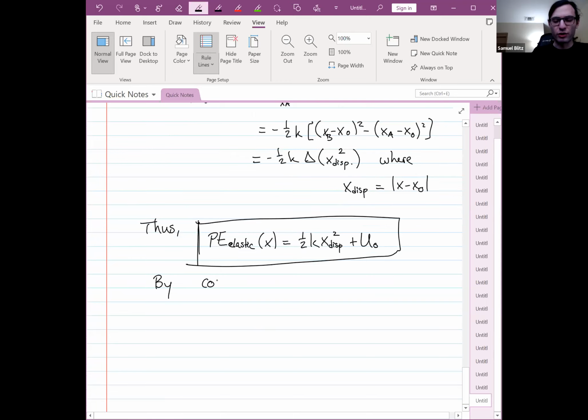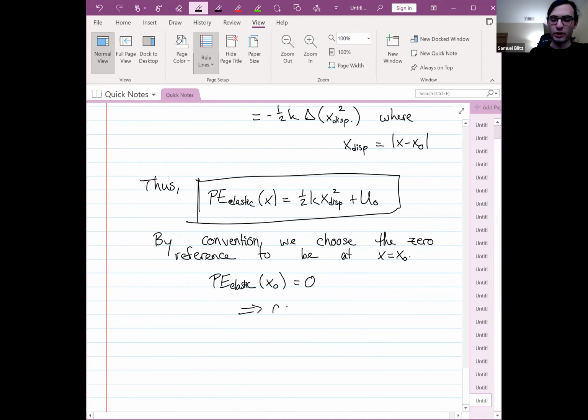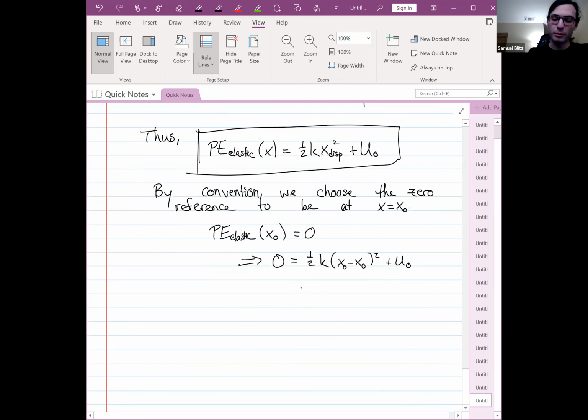By convention, we don't always do this, but we usually do this. We choose u naught, or we choose the zero reference, the place where the potential energy is zero, to be at x equals x naught. That is, we choose that the PE due to the elastic force of x naught should be equal to zero. And so that implies that zero should be equal to 1/2 k times x naught minus x naught squared plus u naught, because we're plugging in x naught for the position. And so this just implies that u naught is zero.